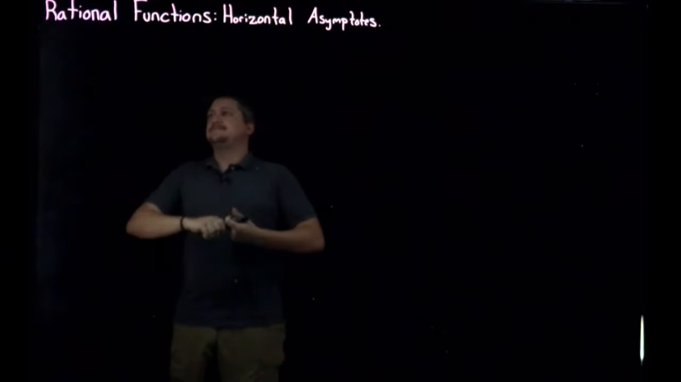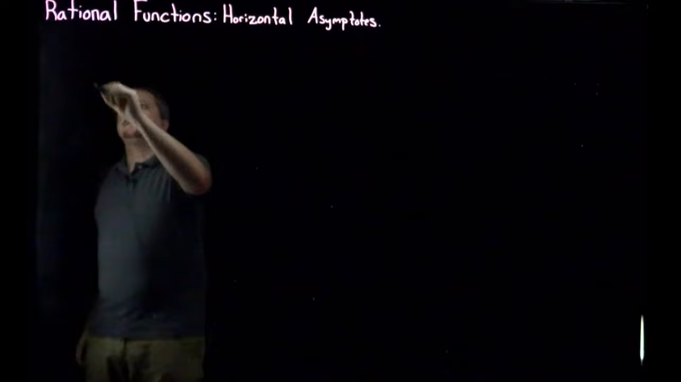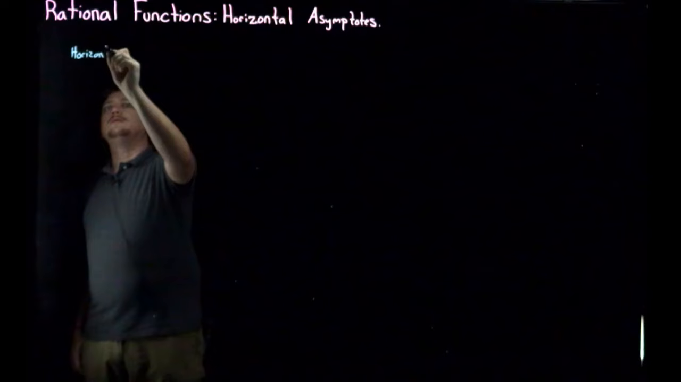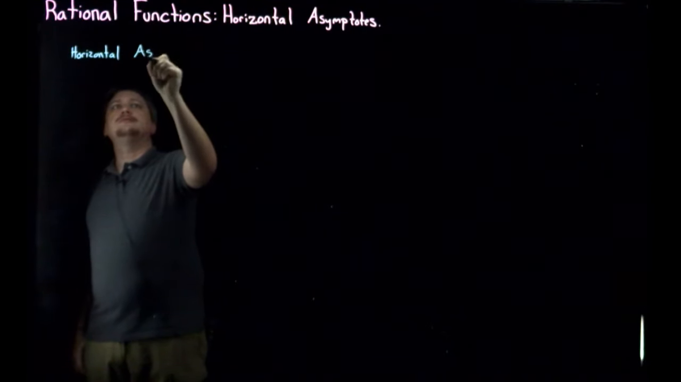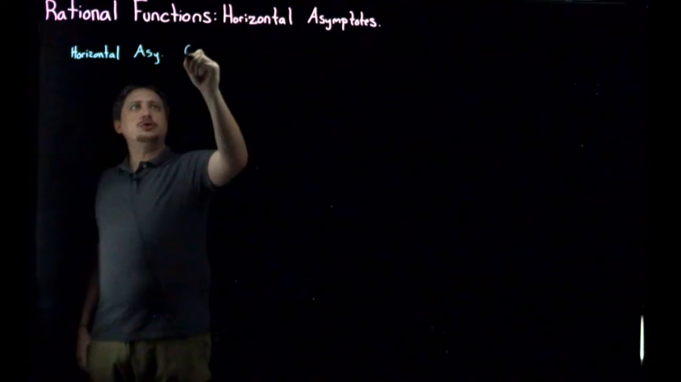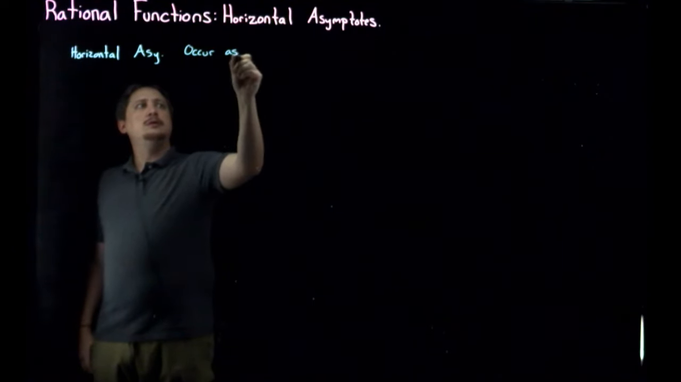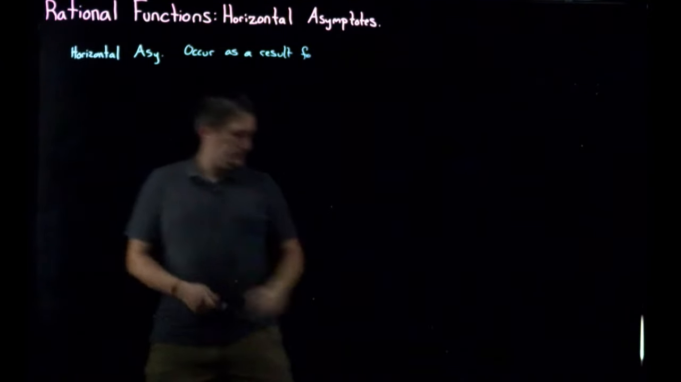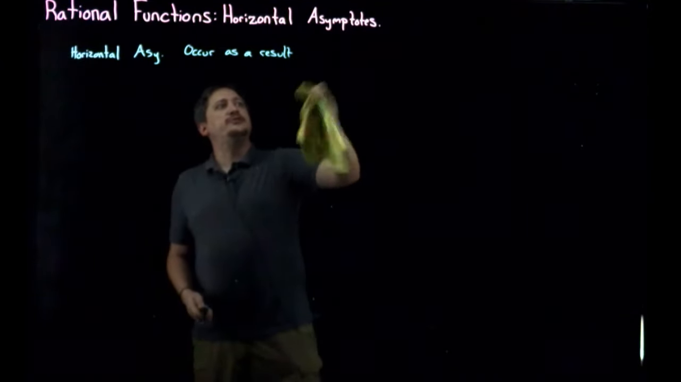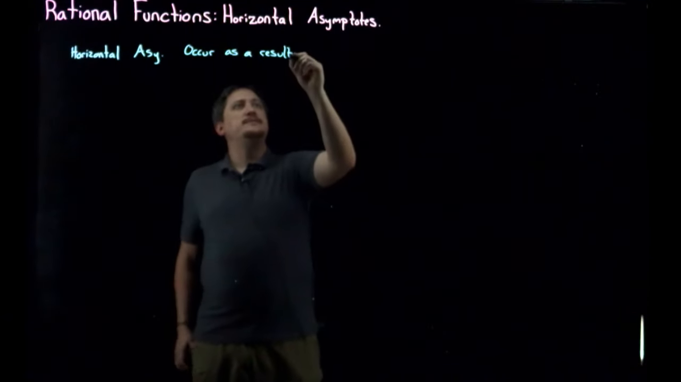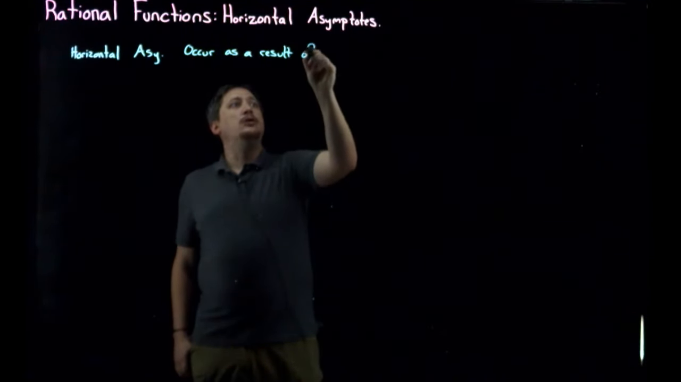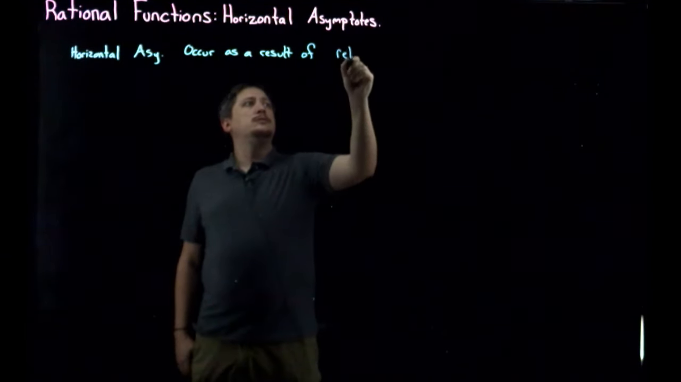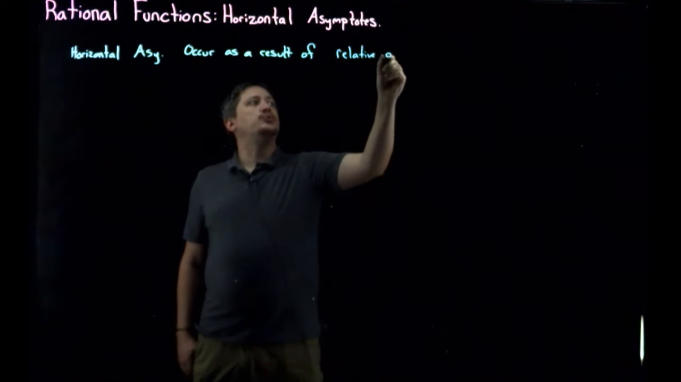That being said, for rational functions, horizontal asymptotes occur as a result, that was some dysgraphia in action, as a result of relative growth rates.